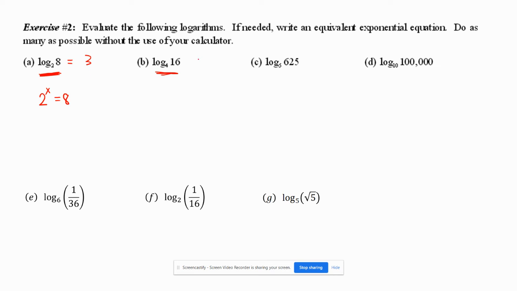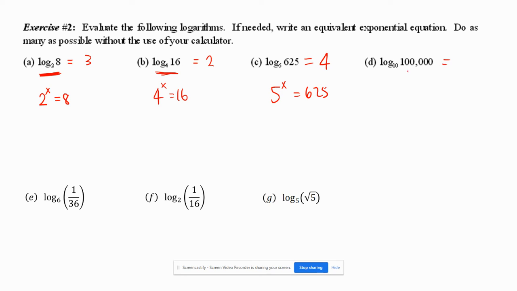Okay, this one, 4 to the power of what equals 16. So we should recognize that's 2. This one's a little bit harder. 5 to the power of what equals 625? You might need to check. Just do your powers of 5. 5 times 5 times 5 is 125, times 5 again. So that's going to be equal to 4.